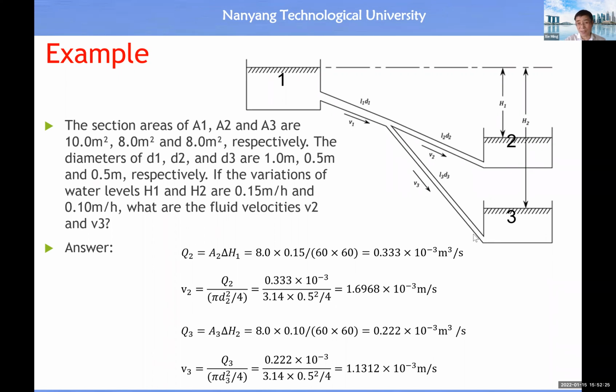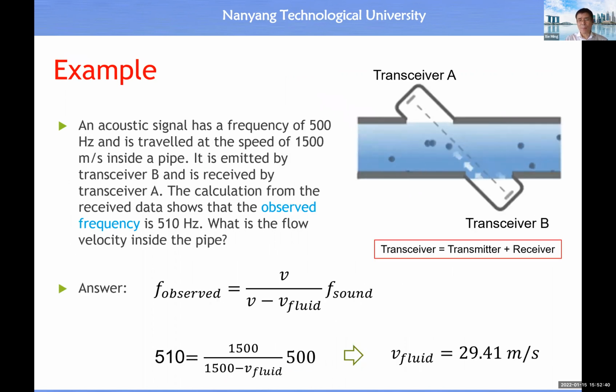divided by the sectional area of pipe 3, okay? It's not A3, it's the sectional area of pipe 3, all right? Divide by this, then you will get this answer, all right? So this is a way for us to calculate the fluid velocity, all right? And here's one more example.